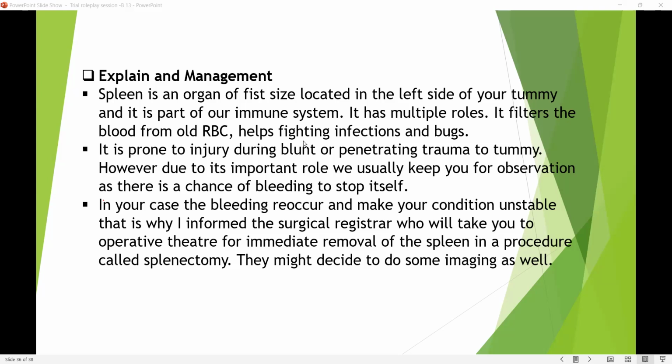As we noticed, there was a spleen laceration. So our surgical team reviewed you, and their plan was conservative monitoring. But after 3 hours, as you are having increased pain and your blood pressure dropping, I'm suspecting bleeding from that area. That's why I already called my senior. They will come and probably they will take you to theatre for immediate removal of the spleen. The name of this procedure is splenectomy.